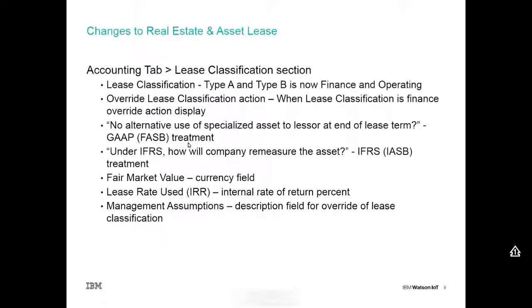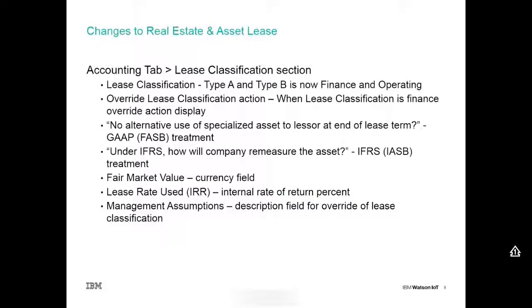There's no alternative use for specialized assets for a lessor at the end of the lease term, GAAP and FASB treatment. This only applies to GAAP and FASB treatment, and this is a new question for the new standard. So if there's no alternative use, it's a yes or no. I'll go into more detail on this when I demo it. And then for IFRS, how a company will remeasure the asset, there's a few selections there, which I'll go into more detail later.